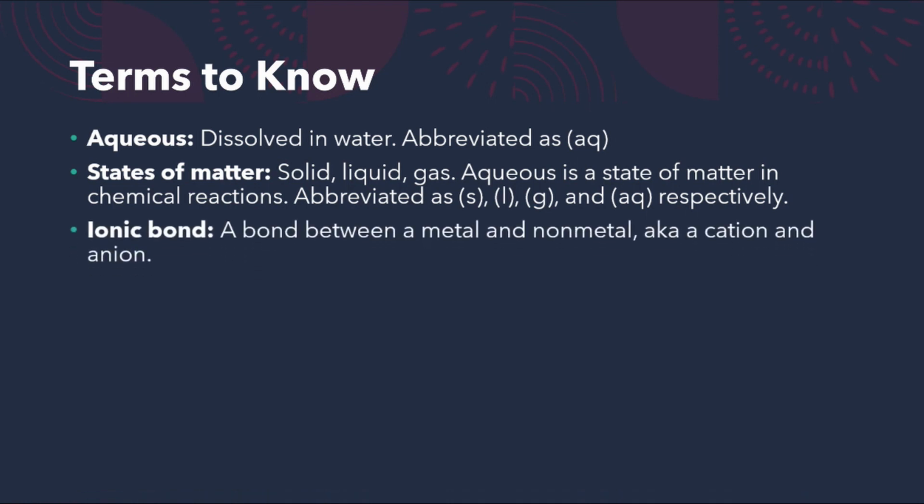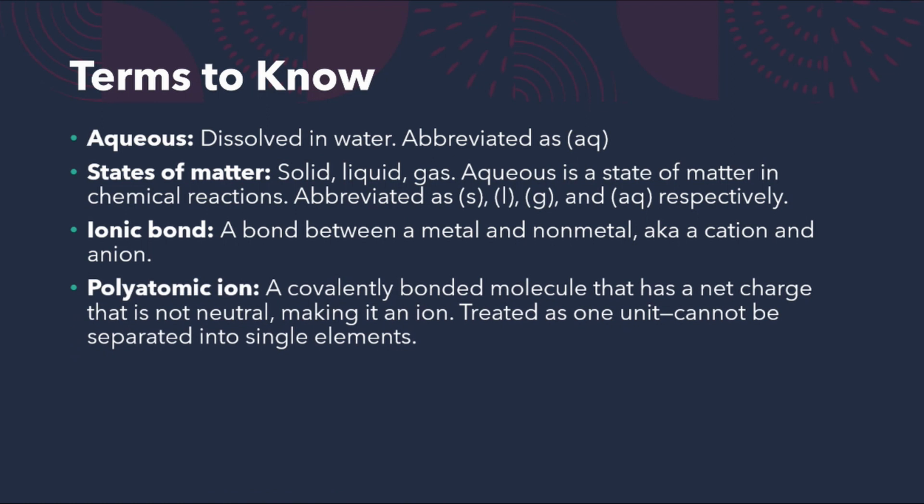An ionic bond is a bond typically between a metal and a nonmetal, and it's usually made of two parts, a cation, which comes from the metal, and an anion that comes from the nonmetal. A polyatomic ion is a covalently bonded molecule, which has a net charge that isn't neutral, making it an ion. This is treated as one unit, and it cannot be separated into single elements.